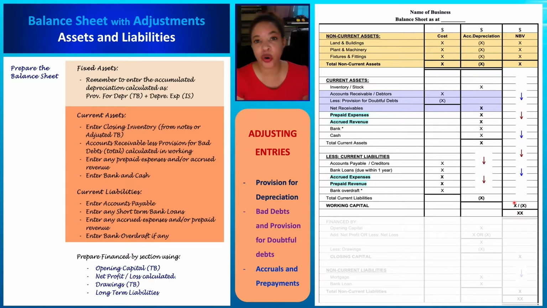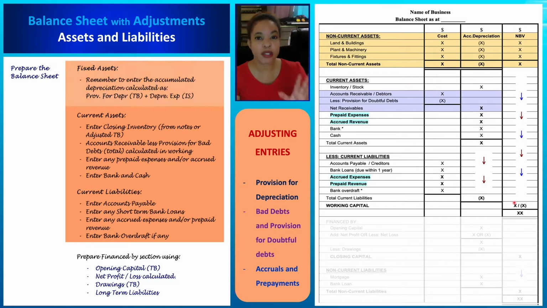And then you will go to your current assets, where you will deal with both the provision for doubtful debts and 2 of your accruals and prepayments. And then lastly, it would be your current liabilities that only deals with the accruals and prepayments, 2 of them: accrued expense and prepaid revenue. So once you have done all of that, the top part, you have dealt with all of your adjustments, and you will just do the capital section.